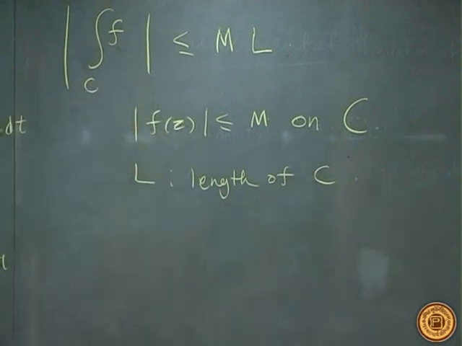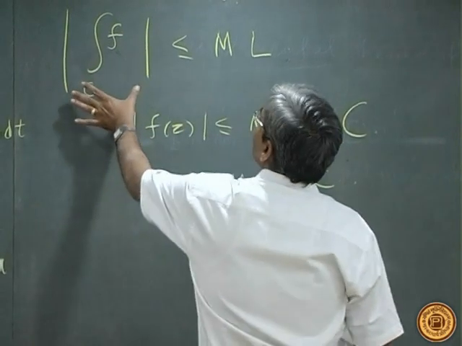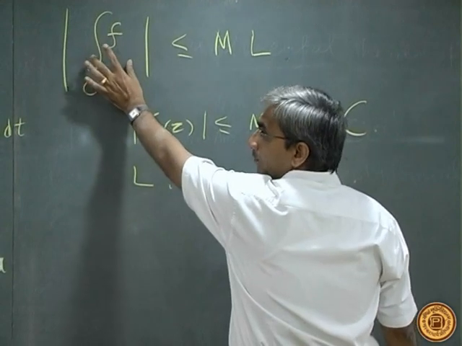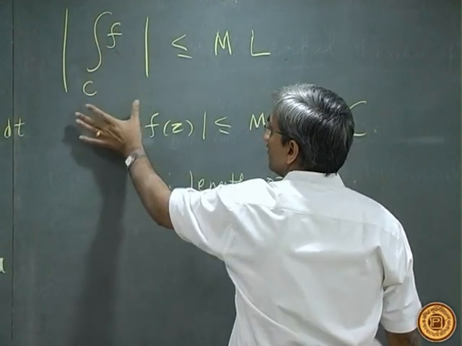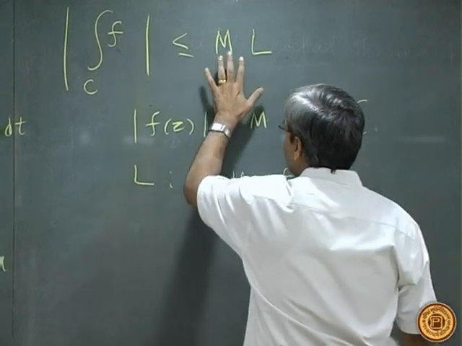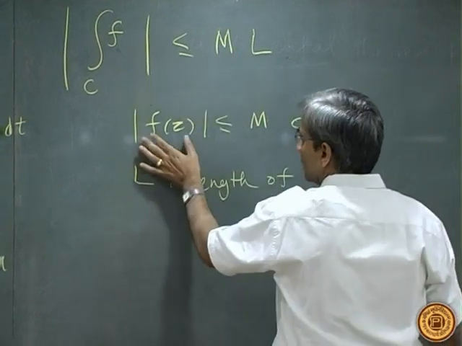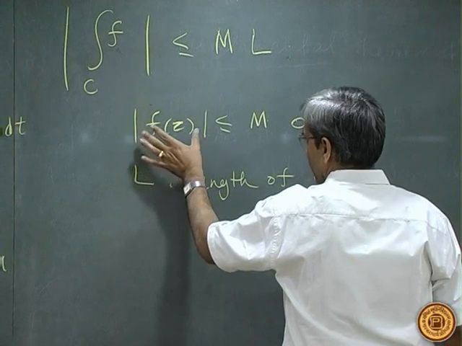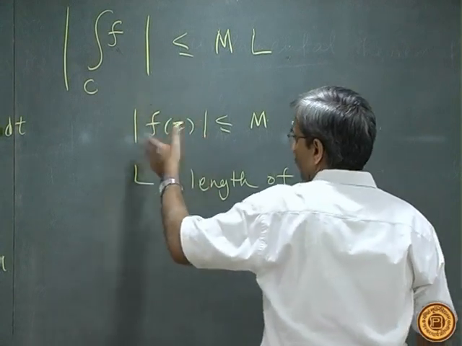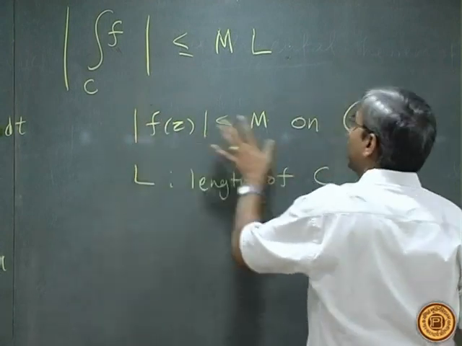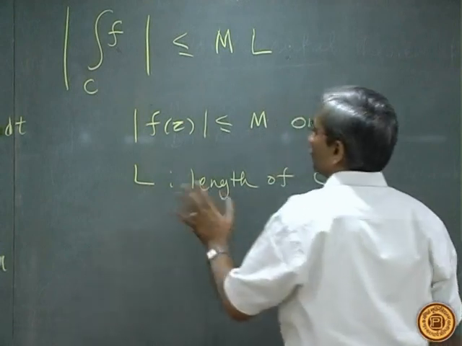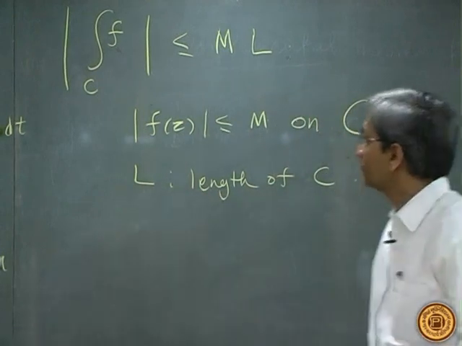So, integral has this bound. See, this is a complex number, complex contour integral, this is a complex number. So, this complex number will be less than or equal to M times L, where M is upper bound of the function f, in the sense that mod f(z), f(z) is a complex number, so there cannot be any bound, but mod f(z) is less than or equal to M on C, and L is length of the contour, alright.